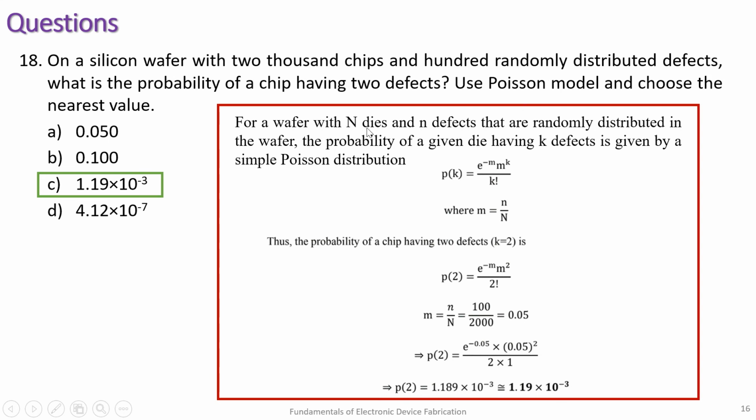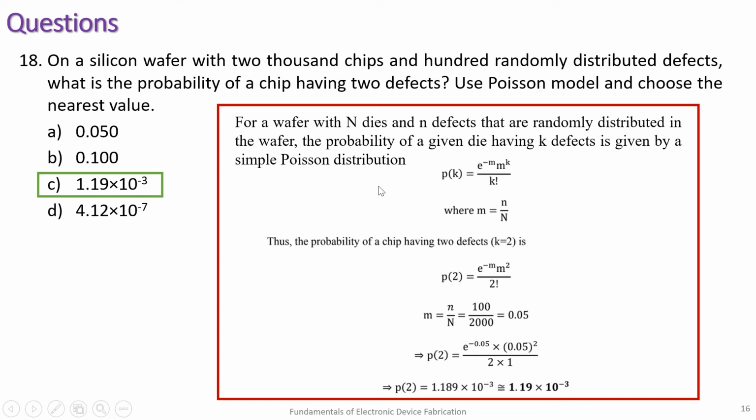So chip means die, right? So capital N value is 2000 and small n is the defects. Small n is 100. So capital N and small n are given. So we can find out the value of M. It is 100 divided by 2000, 0.005.